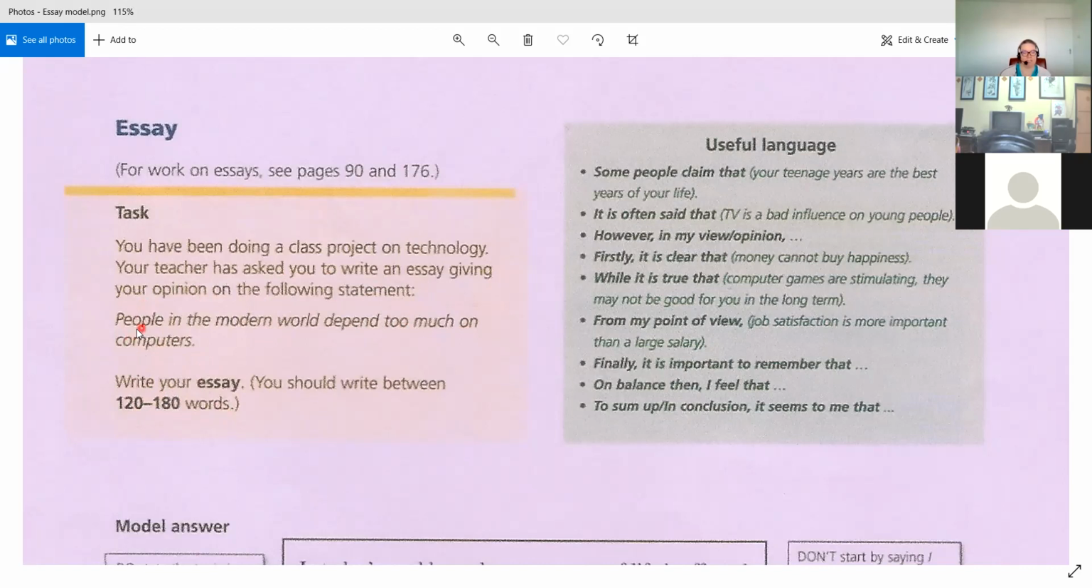Okay, so let's take a look at this sentence here. People in the modern world depend too much on computers. Li Jai Chi, do you agree with that sentence? Yes. Why? Because I think that people are lazy to walk to their friend's house or something, but they wanted to text them messages. Okay. All right, very good, thank you. Ashman, do you agree?